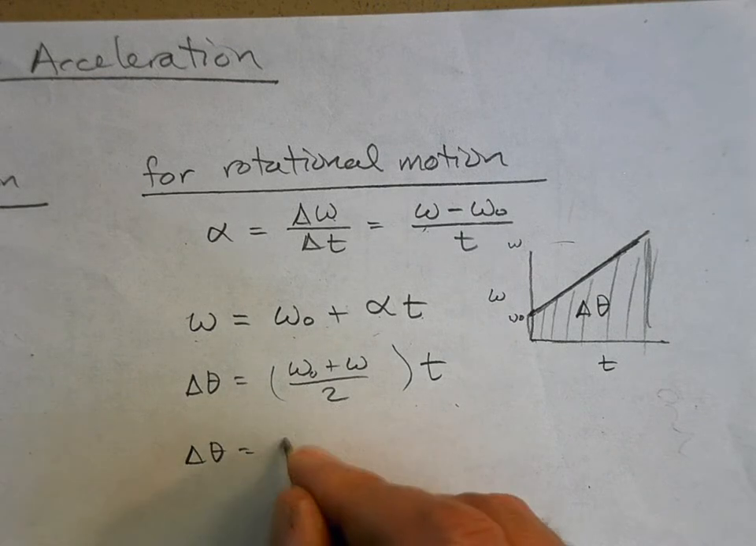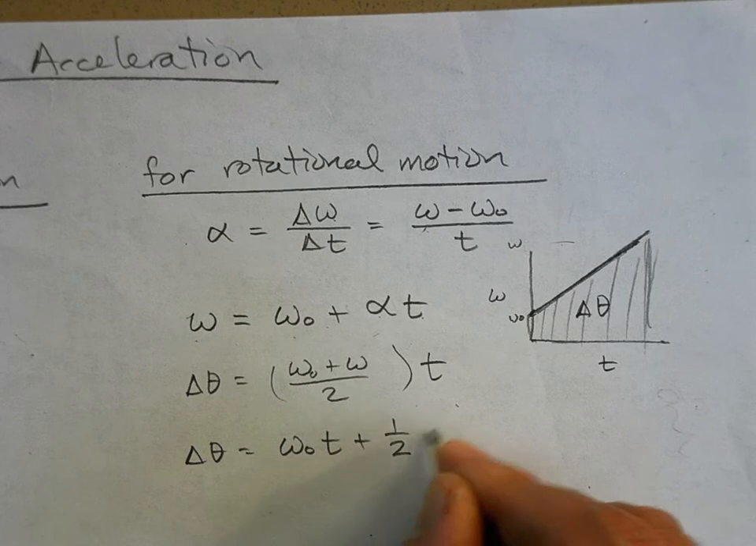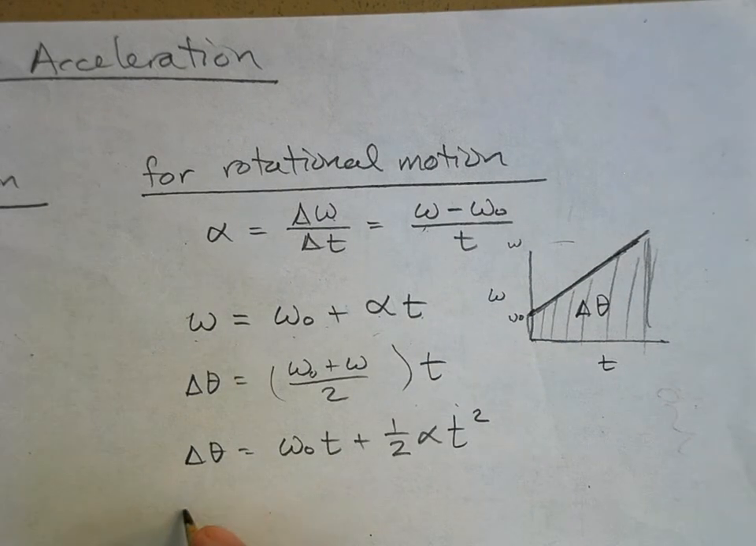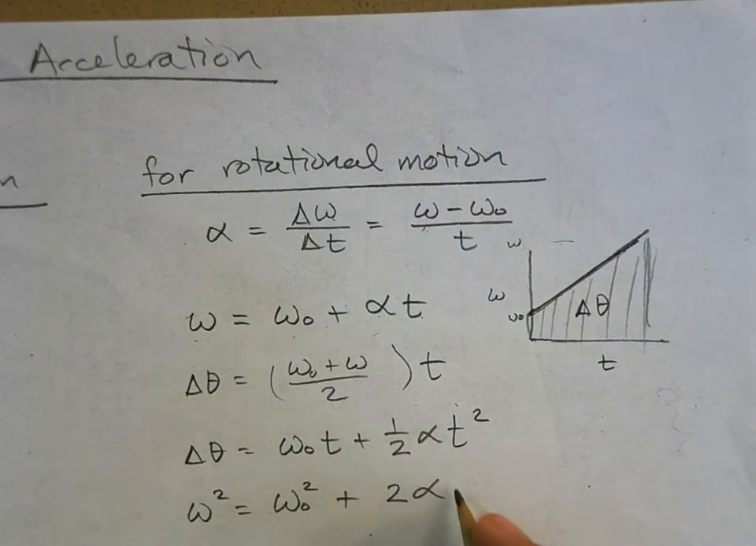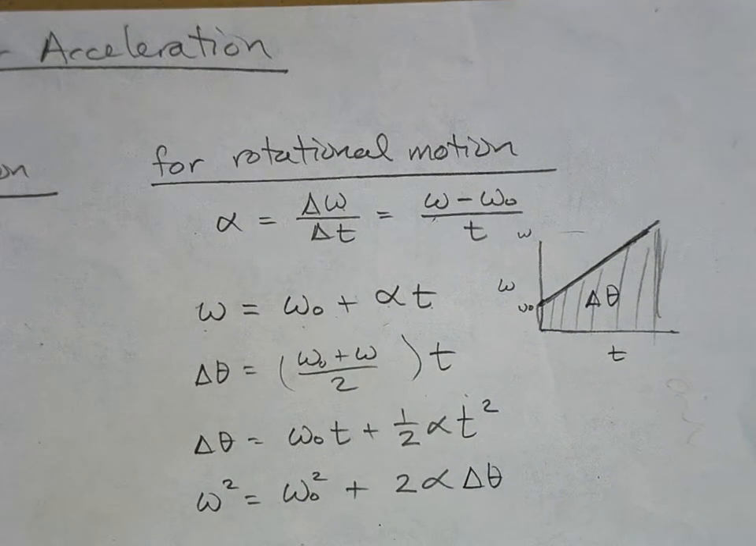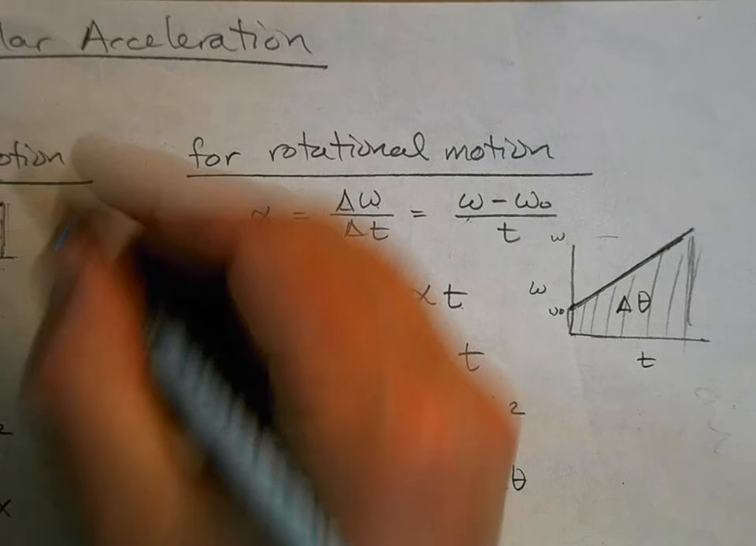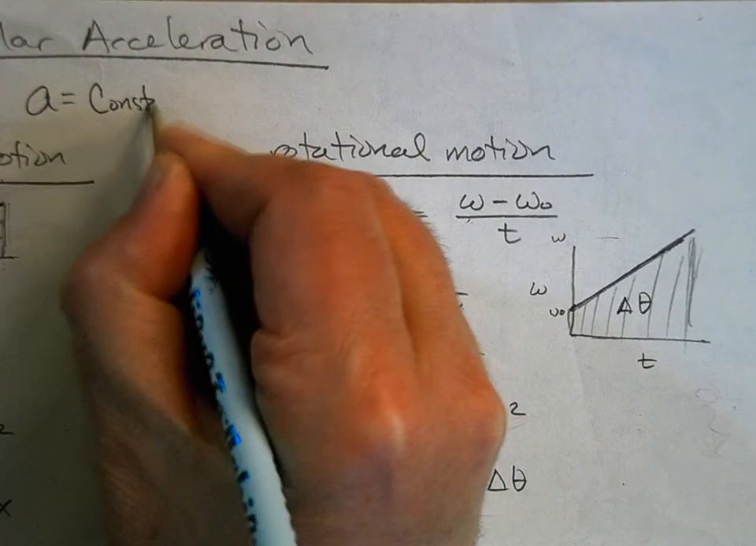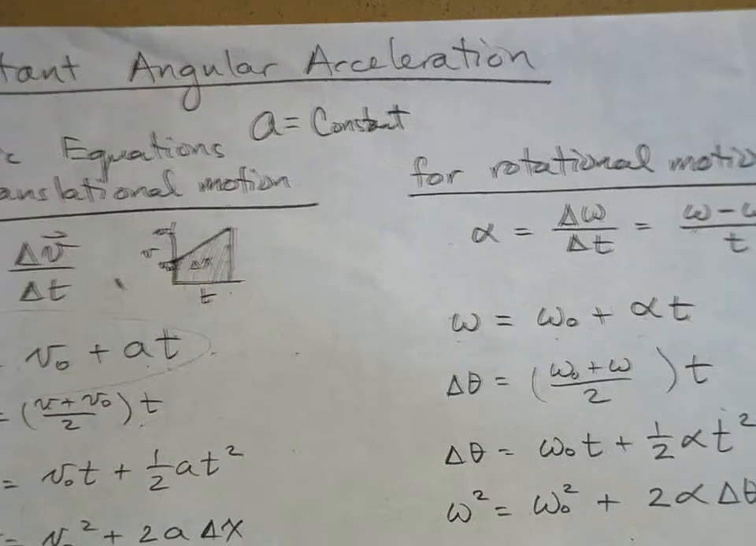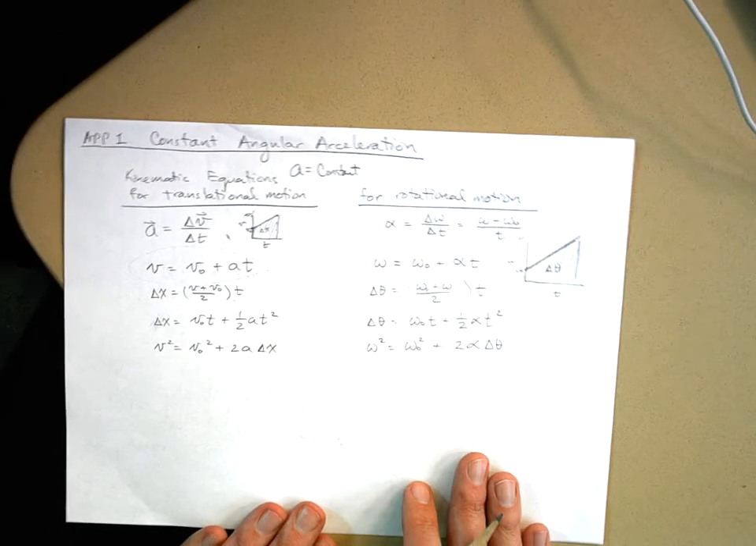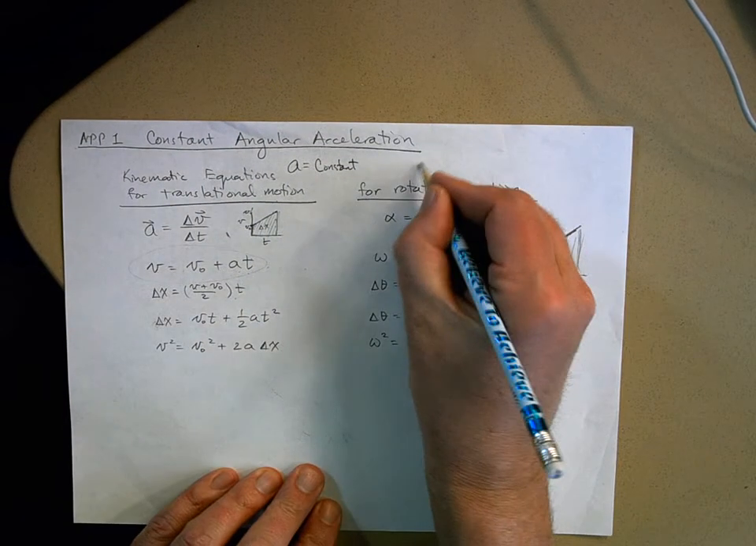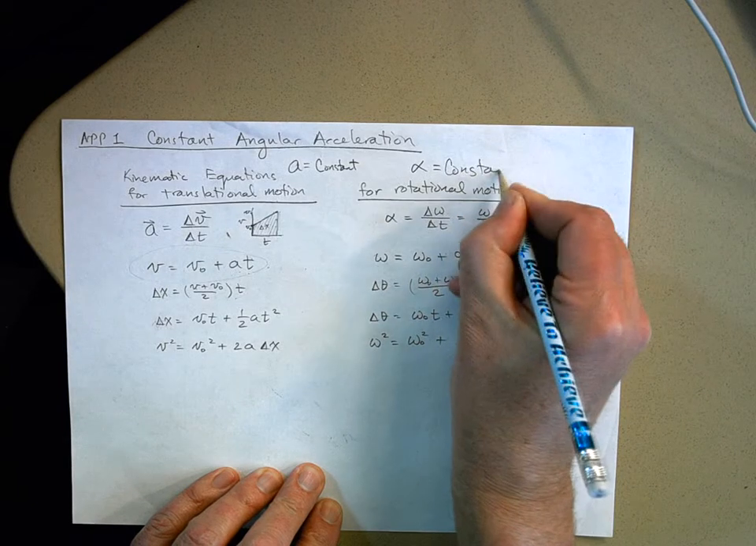Delta theta equals omega naught times t plus 1/2 the angular acceleration times time squared. The final angular velocity squared is equal to the initial angular velocity squared plus twice the angular acceleration times the change in angle. So these are my 4 kinematic equations that I can derive exactly the same way I derived the translational kinematic equations for constant acceleration. Here, the angular acceleration is a constant. But it's the same argument.